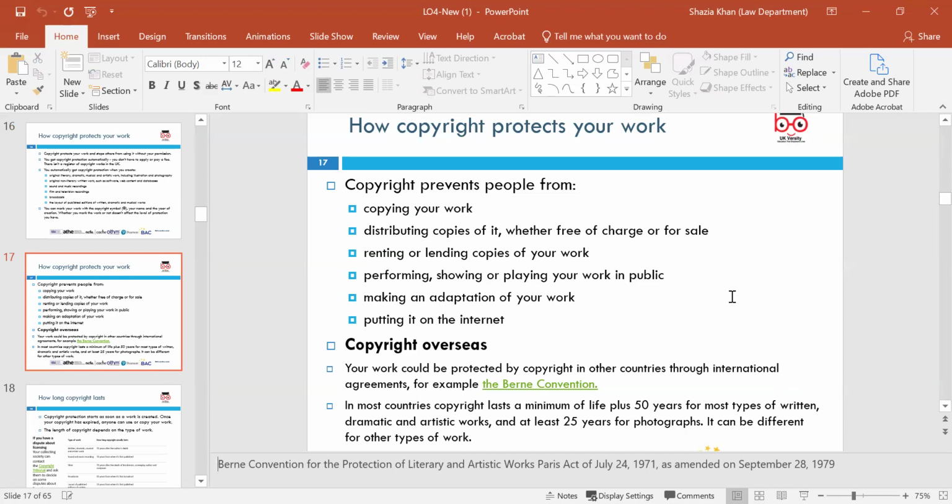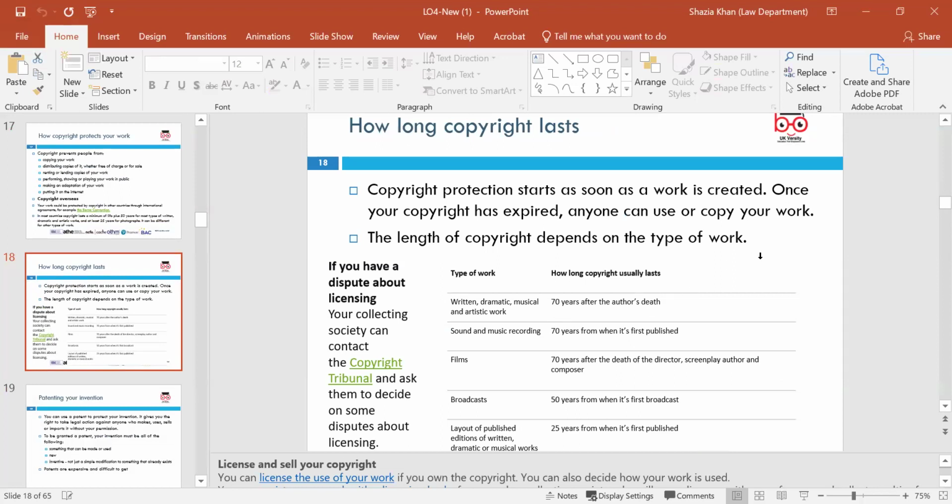Copyright prevents people from copying your work, as we mentioned, distributing copies of your work, whether free of charge or for sale, renting or lending copies of your work. So I can't just give it to anyone. Performing, showing or playing your work in public, making an adaptation of your work and putting it on the internet. And as we mentioned, copyright protection overseas is protected under the Berne Convention.